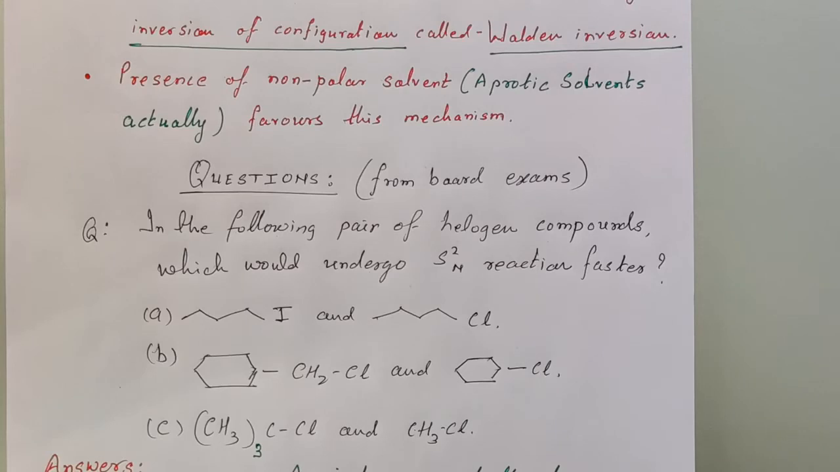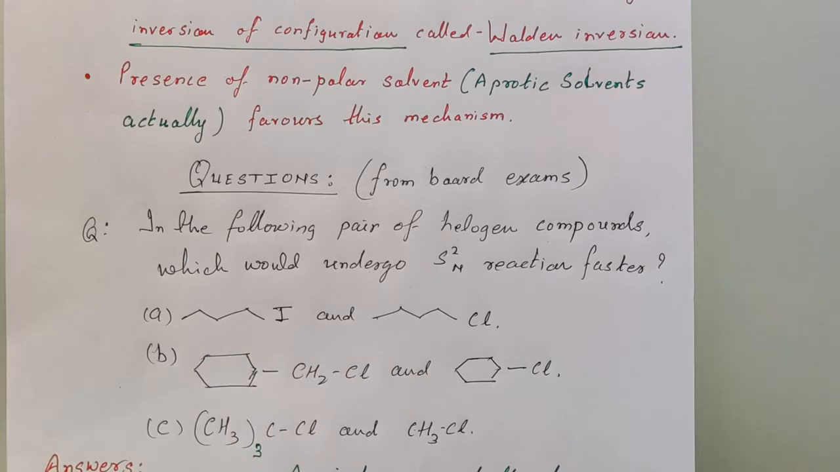The answer for the first one will be iodine is a better leaving group, students, because of its bulkiness and the large size, student, it will be a better leaving group. It will leave faster compared to chlorine. So mark it very important, students. So iodine being bigger in size, it will leave faster, and hence this will undergo Sn2 reaction faster.